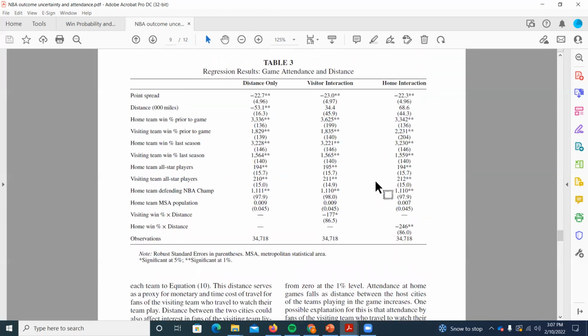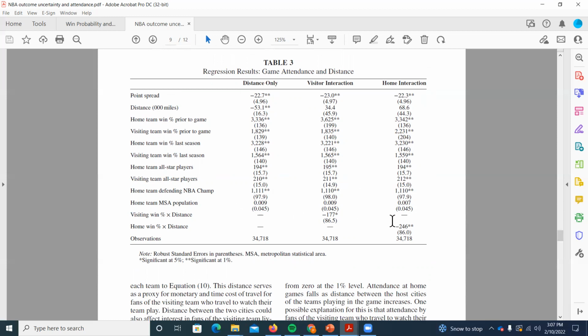So they start to build some other things that they think might be explaining this, like the distance that the visiting team is from wherever the home game is being played. And I then interact that down here with visiting or home win percentage, right? So think about the home win percentage one, because that one's a little bit interesting.